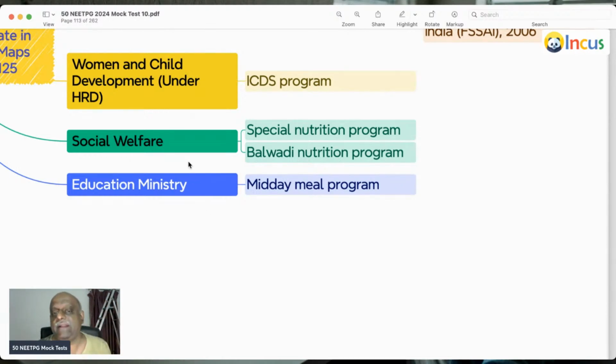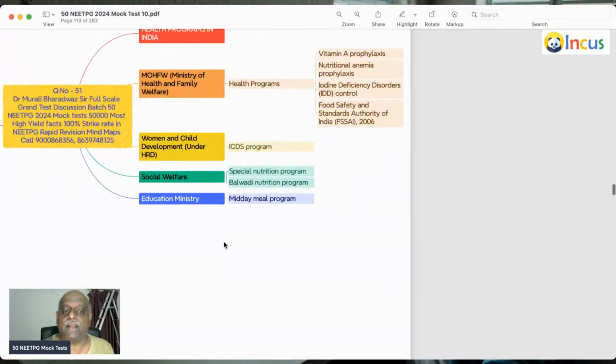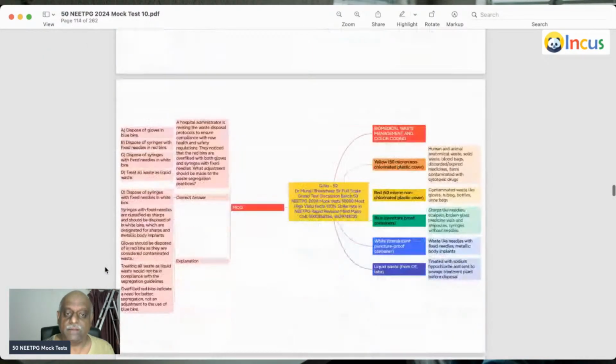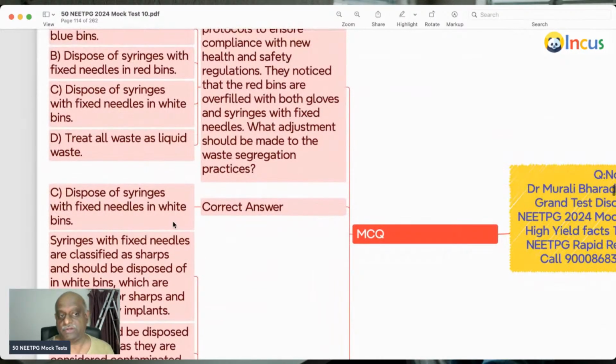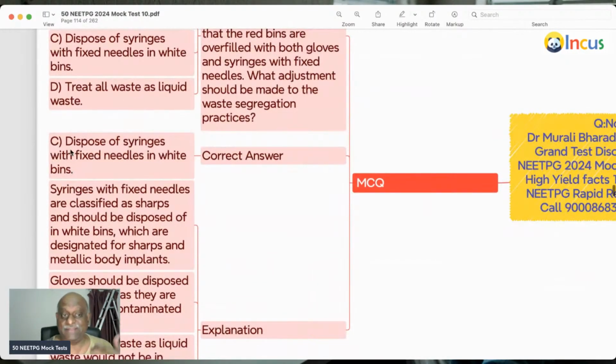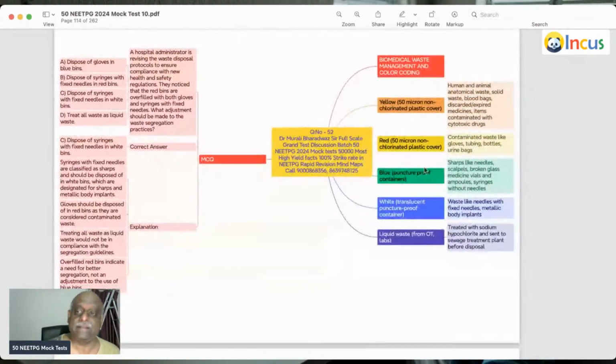Education Ministry के अंदर midday meal program is what you need to remember. Now, a hospital administrator is revising the waste disposal protocols. Dispose the syringes with the fixed needles in white bins.